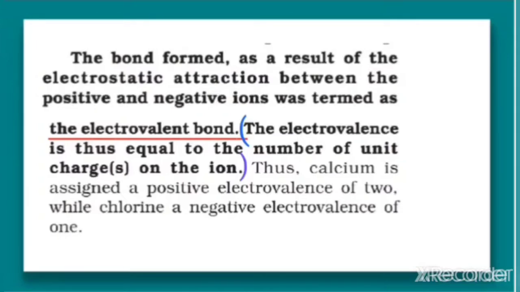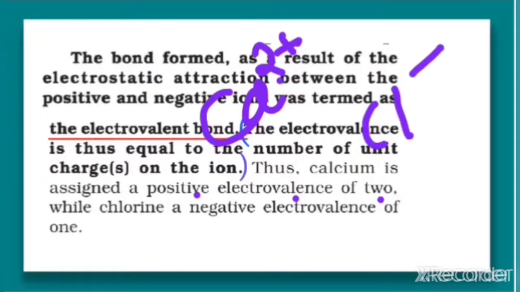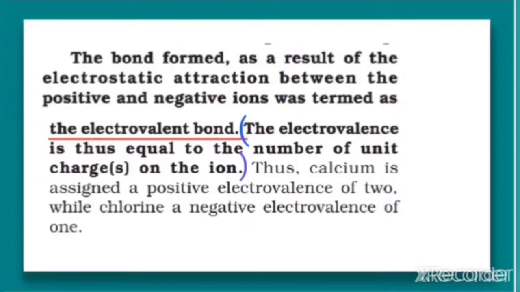Here the electrovalence is thus equal to the number of unit charges on the ion. Like in the case of calcium, calcium has a 2 plus charge. So what is the electrovalence? The 2 positive is the electrovalence. So calcium is assigned a positive electrovalence of 2. But chlorine, that is Cl minus, has 1 negative charge. So the electrovalence for chlorine is a negative electrovalence of 1, that is minus 1.